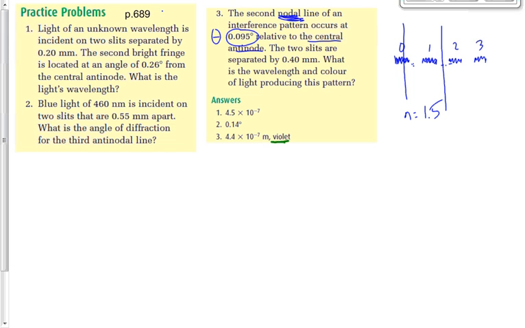0.095 relative to the central antinode. The two slits are this far apart. That's going to be D. We're going to make sure that we circle that millimeters because we don't want that. What's the wavelength? The color we won't worry so much about.